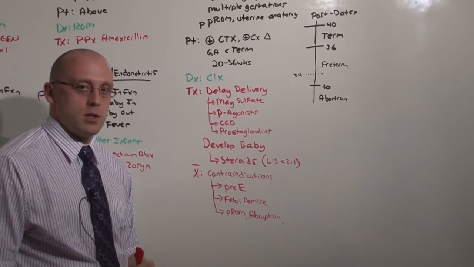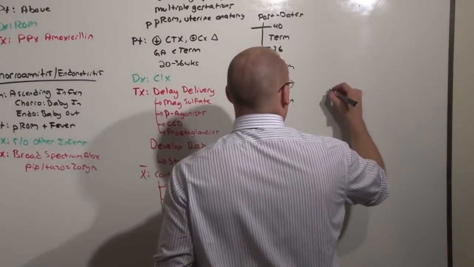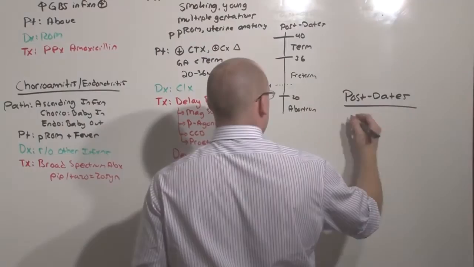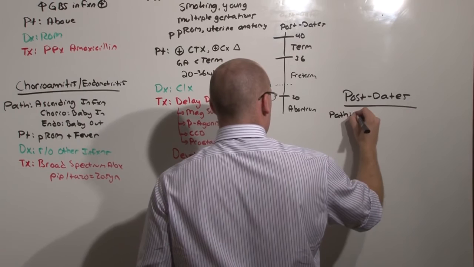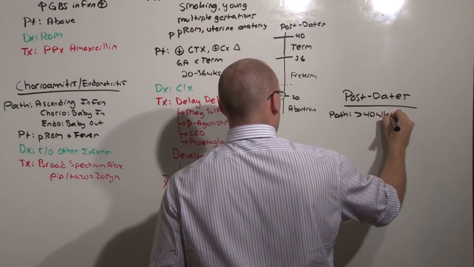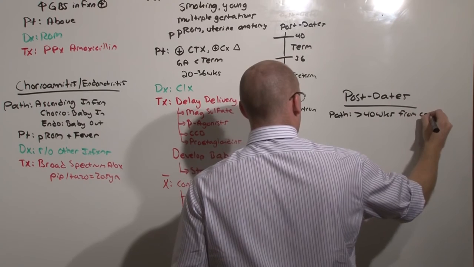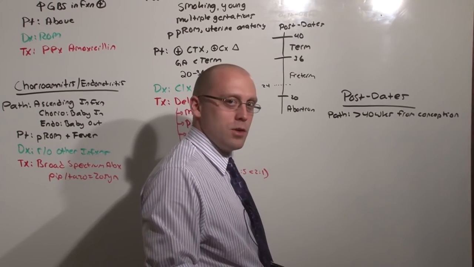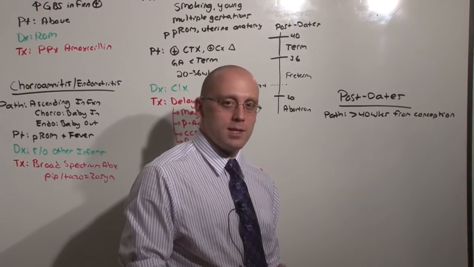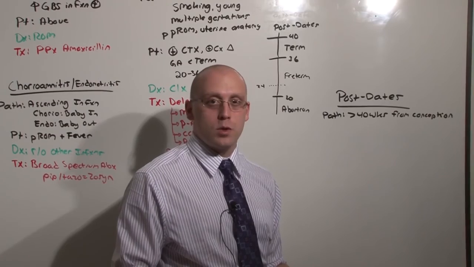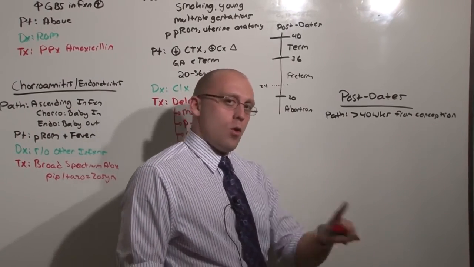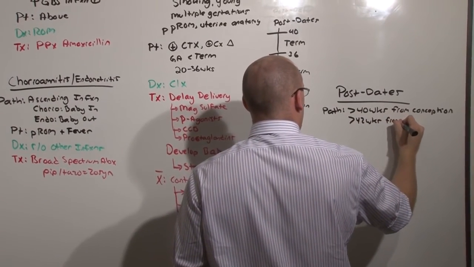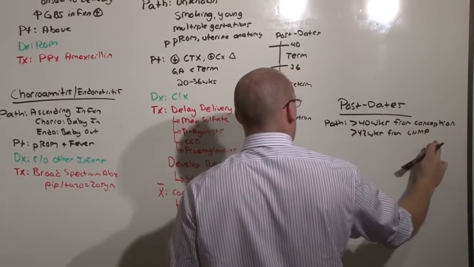What happens when baby's in too long? That is the final thing we're going to close with, the post-dates fetus. Post-dates is defined by greater than 40 weeks from conception. But conception is a difficult time to narrow down. So if you have a reasonably good idea of when those dates were by an ultrasound in the first trimester, you can kind of use that. Or we define it by greater than 42 weeks from the last known menstrual period, the last normal menstrual period.